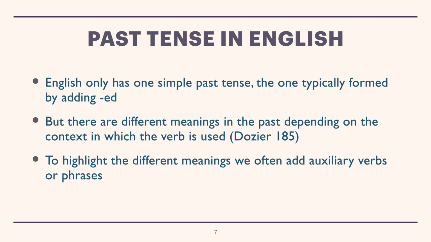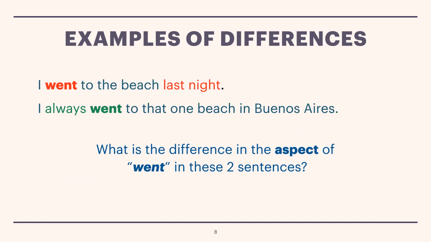But Dozier says there are different meanings in the past depending on the context in which the verb is used, and we highlight those different meanings by often adding auxiliary verbs or phrases to give the context. So let's look at some of those things.